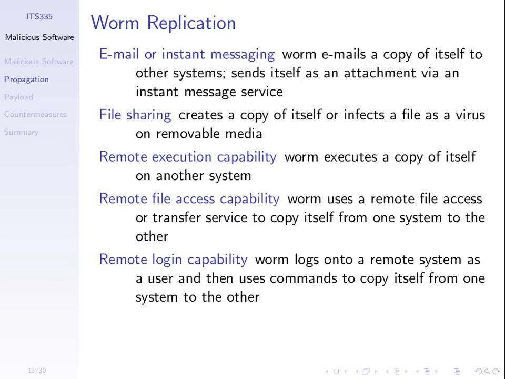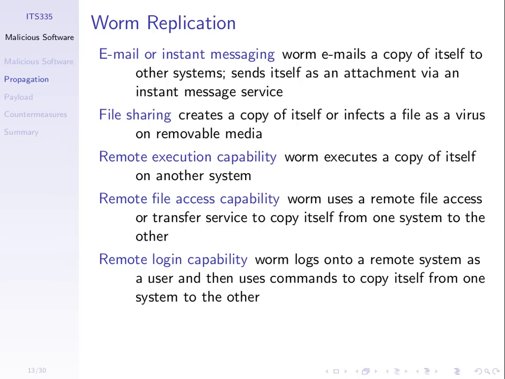And it may not just be programs, it may be an attachment to a document if we use a macro. Again, macros are usually attached to documents which can be executed. File sharing, so when people share files, if one of those files is the worm, they can infect other computers. The worm itself may have the ability to copy itself via a network.